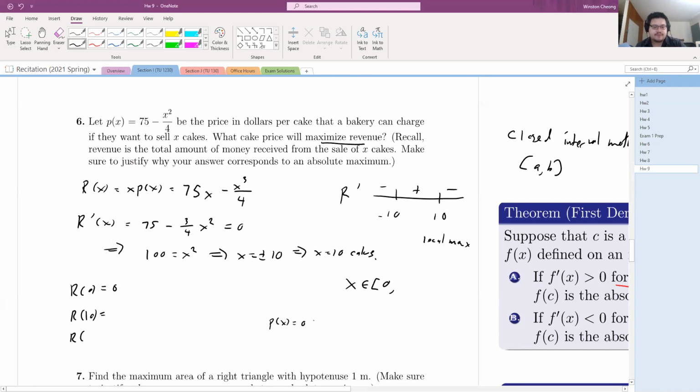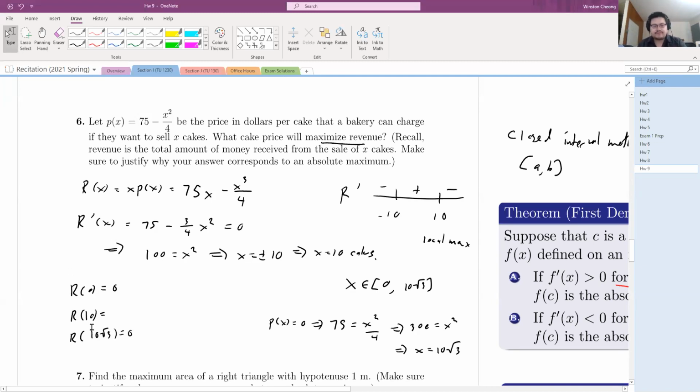If we want to make p of x equal 0, that's the same as saying that x squared over 4 must be equal to 75. And then that's 3 times 4 times 25. That's 300, which is equal to x squared. And so x is going to be equal to 10 root 3. If you plug 10 root 3 into the original function p of x, you're going to get back 0. And so that is the endpoint that we would construct. That's the natural endpoint that makes this problem easier to answer.